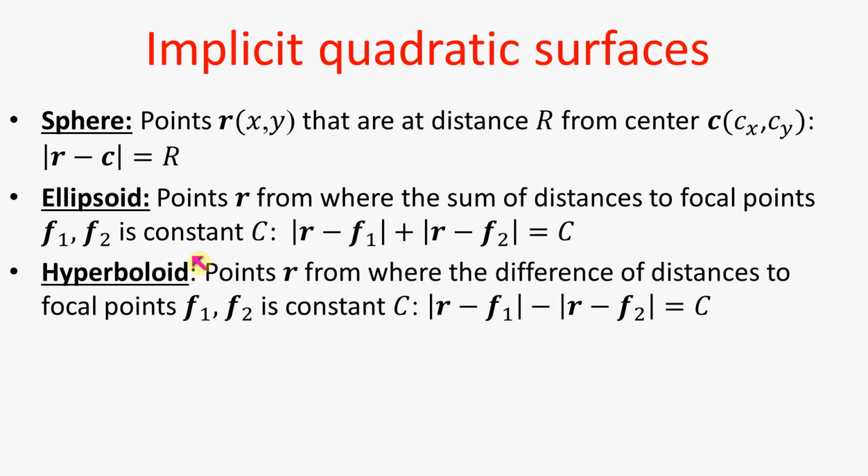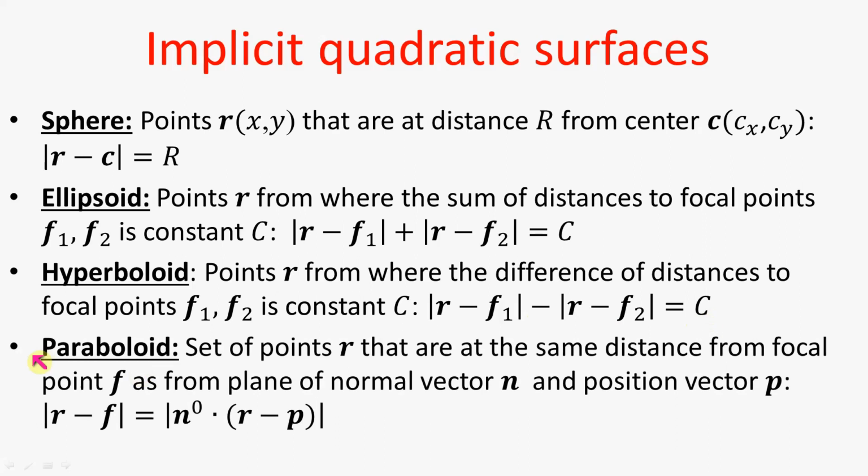The hyperboloid is quite similar to the ellipsoid. The only difference is that instead of adding the two distances, here we calculate their difference. And this difference must be equal to a predefined constant c.